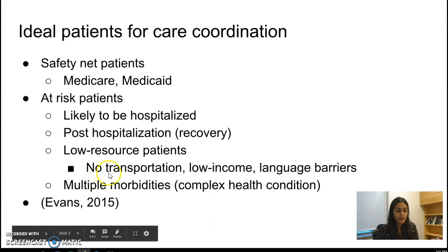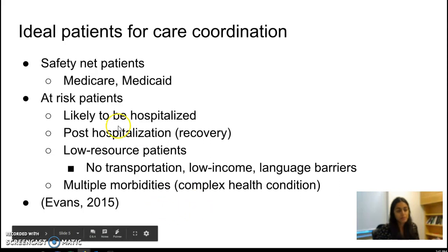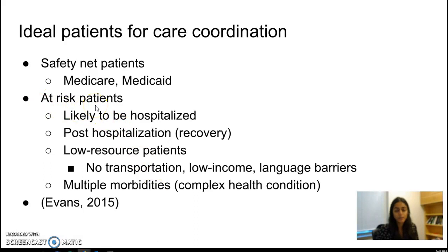So this is a few examples. Some language barriers we spoke about, and transportation, income, and multiple morbidities or complex needs. So maybe they're dealing with multiple conditions, depression and diabetes and a heart condition and multiple things, and that might be putting people at risk for being hospitalized, but also further in need of a care coordinator.